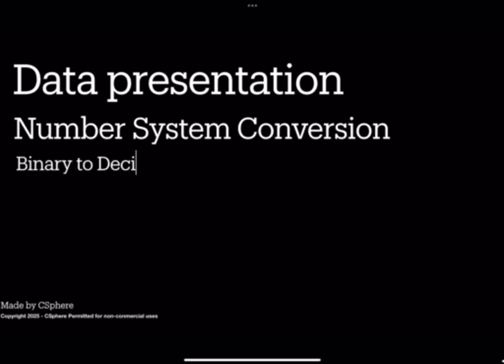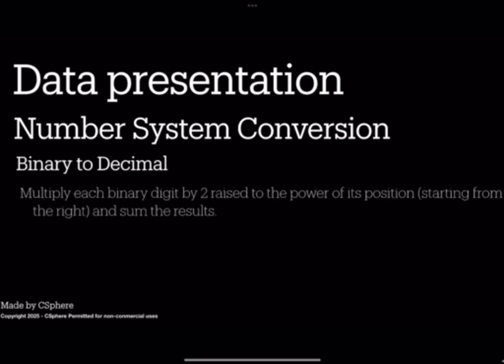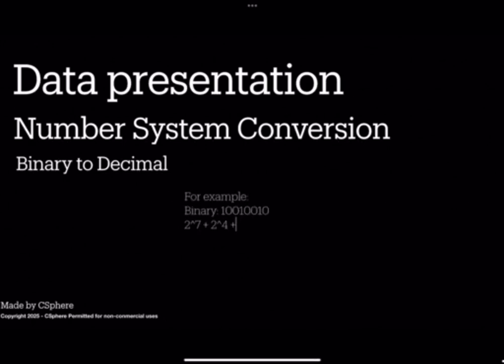Other than this, we also have binary to decimal, where we multiply each binary digit by 2 raised to the power of its position, starting from 0 on the right, and sum the results. For example, here we are given the binary number 1001010. According to their positions, we add those numbers together, so we get 148, which is the decimal number.